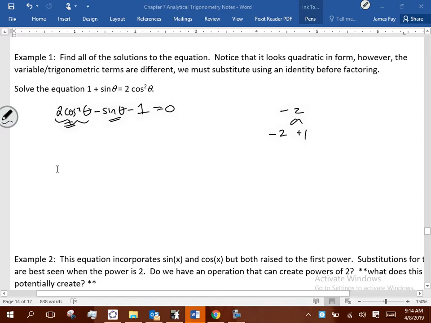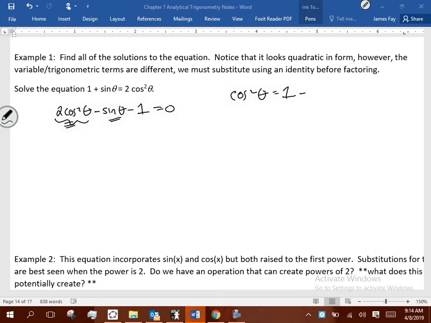Now I'm going to change the cosine because I have a substitution for cosine squared, right? We do not have a substitution for sine to the first power. So cosine squared from the Pythagorean identity is this thing, isn't it? Isn't it 1 minus sine squared? We agree with that? That's sine squared theta plus cosine squared theta equals 1.